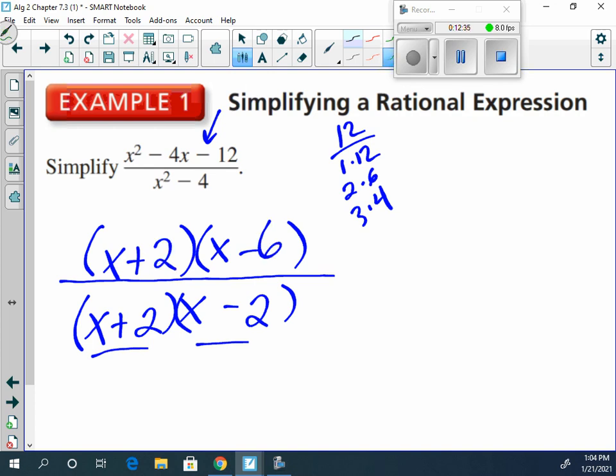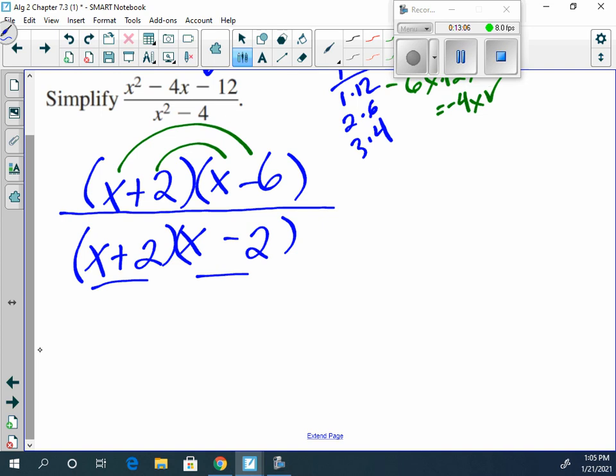And we can check this and make sure we got it right. x times negative 6 would be negative 6x. 2 times x would be plus 2x, which would give us negative 4x. That's exactly what we wanted. So these are set up correctly. And the reasoning behind 2 and 6 is that if I do 2 and 6, I will get a set of parentheses that will match up. I need that as one of the factors. Any questions on how we factored this? Are we good with this so far?